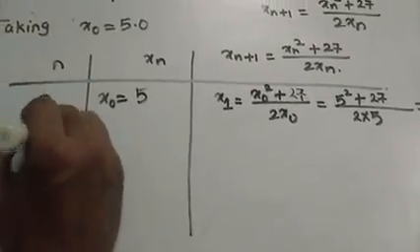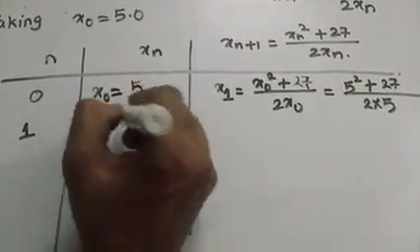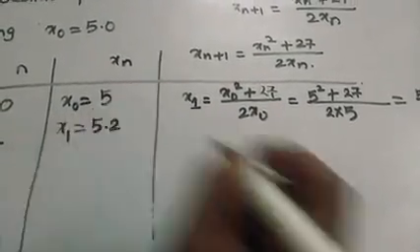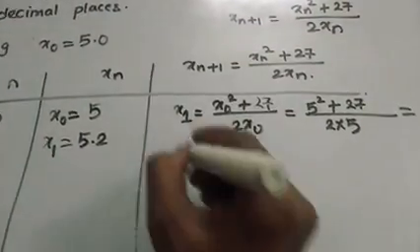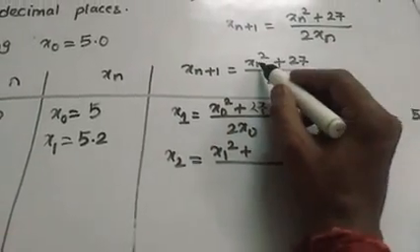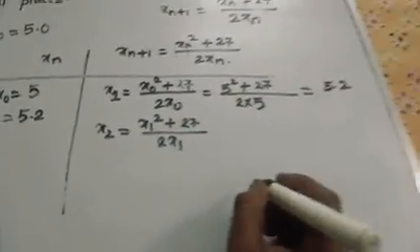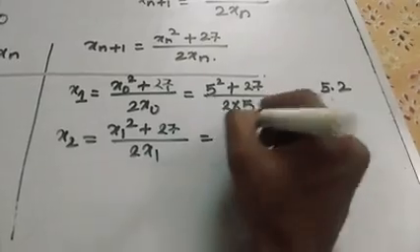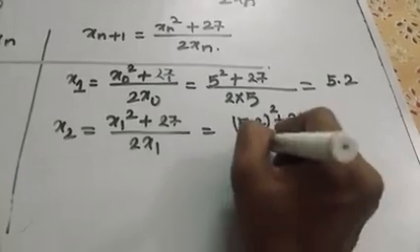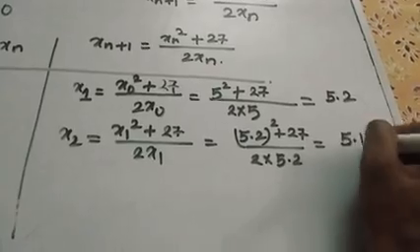So next step, that is putting n equals 1, that means x1. What was the x1 we got from the previous step? 5.2. So you put here 5.2. Now putting n equals 1, 1 plus 1, that is x2, that is x1 square plus 27 by 2 into x1. x1 is 5.2 whole square plus 27 by 2 into 5.2. So what we get after that? 5.196.